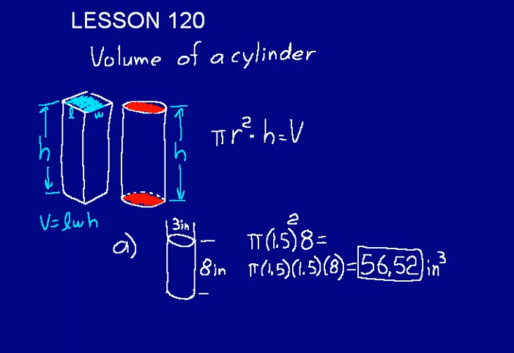So remember this formula for volume of a cylinder. Pi times the radius squared, that's the area of the base, and then times the height, the distance between the bases. Well, that's all for lesson 120, and that's all for Math 7-6. Congratulations, you are finished.